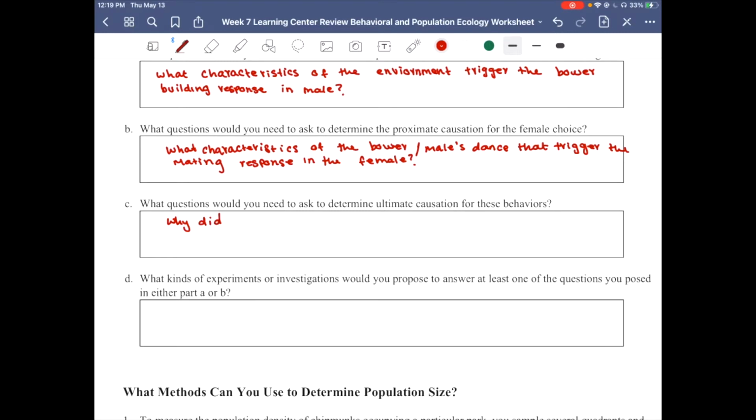And another thing you can notice is for ultimate, we tend to start with why did something happen, whereas for the proximate, we tend to use what characteristic triggered something else. So what tends to go with proximate and why tends to go with ultimate, usually. So don't use it as a 100% rule, but just as quick things to focus on if you're pressed for time.